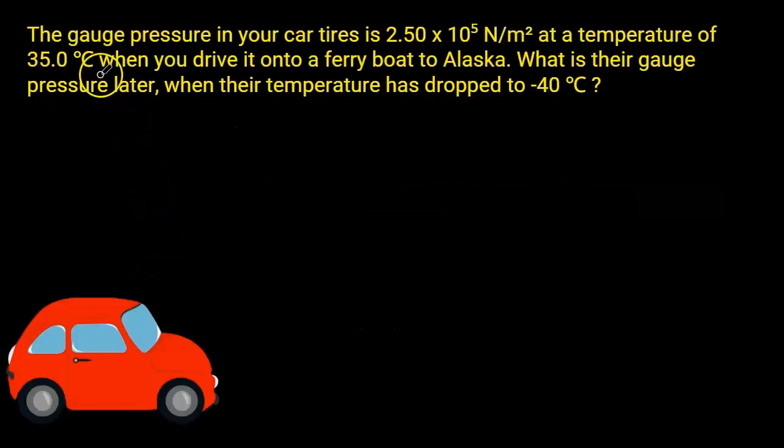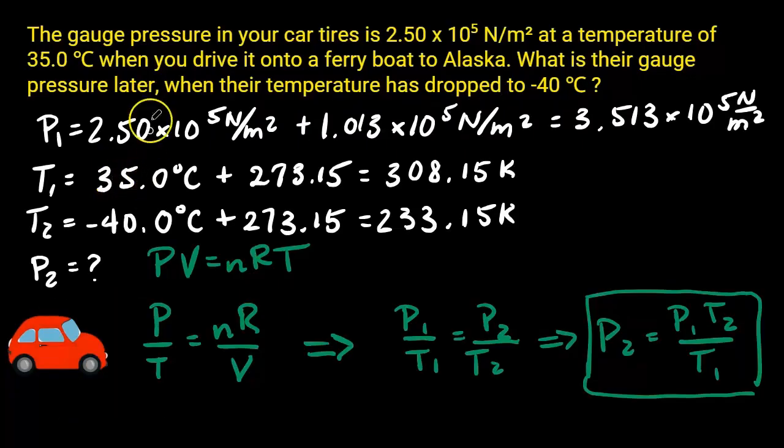Now let's take a look at a problem. The gauge pressure in your car tires is 2.5 times 10 to the 5th newtons per meter squared at a temperature of 35 degrees Celsius. When you drive it onto a ferry boat to Alaska, what is the gauge pressure later when the temperature has dropped to -4 degrees Celsius? First, we're going to write down what's given. So we're given the gauge pressure, 2.5 times 10 to the 5th newtons per meter squared.